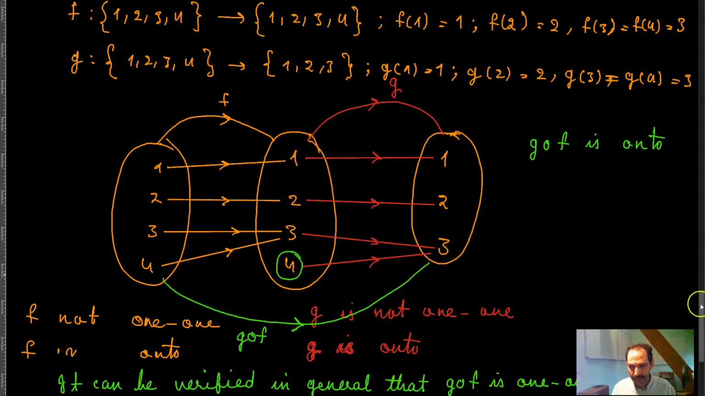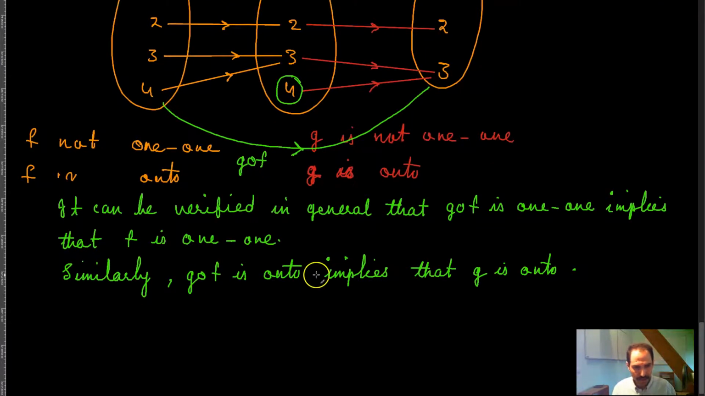And that's basically why we say that similarly g of f is onto implies that g is onto. Implies that g is onto means that if g of f has to be onto, then g necessarily has to be onto. When we say implies that g is onto, what that means is that g necessarily has to be onto. There is no other way, right? And if you don't understand the meaning of implication, let me give you an example in order to understand it.